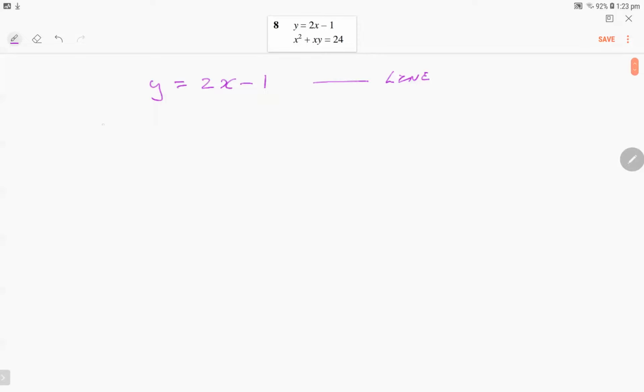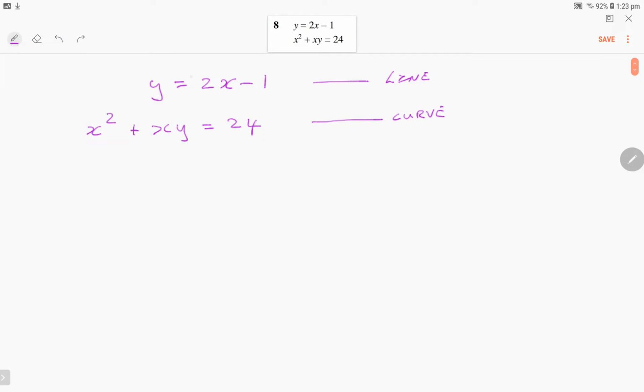And they give us x squared plus xy equals 24. This one clearly is our curve. See it as an x squared term and an xy term. That is our curve, right?